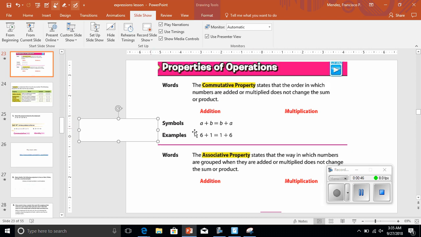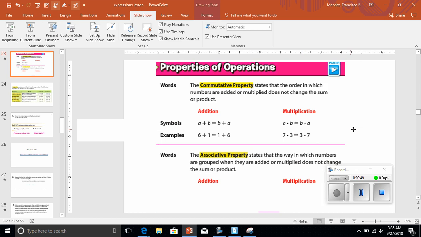If we were going to do multiplication, I would do A times B equals B times A. A numerical example would be 7 times 3 equals 3 times 7. You see, once again, we changed the order of the numbers around, all right? And as long as we're doing addition or multiplication, commutative property states our answer will always be the same.